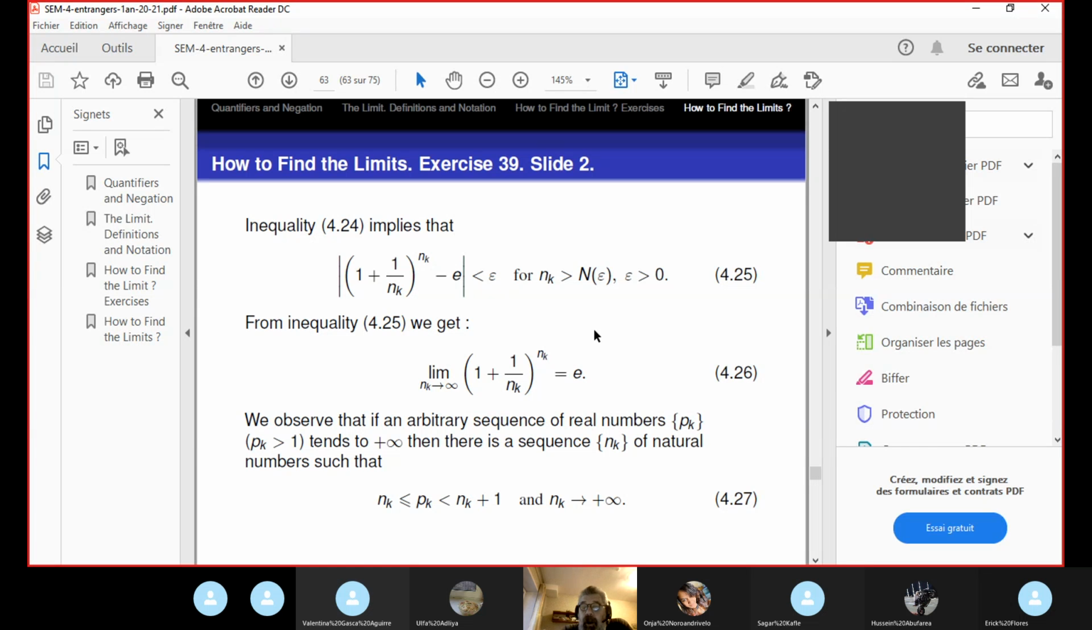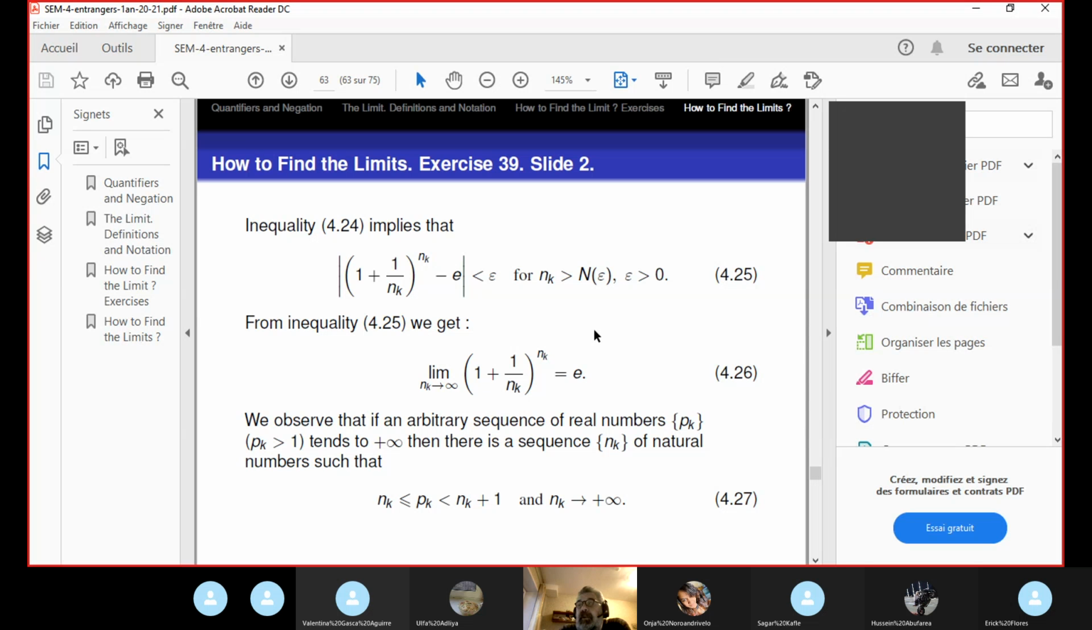Professor, I have a question. Is it only if it's 1, or for example, is 2 plus 1 over n sub k the same? Valentina, you can say that p sub k will be less than n sub k plus 2. It is not important. Only some inequalities change in the notation, but as for the idea, it will be the same thing.